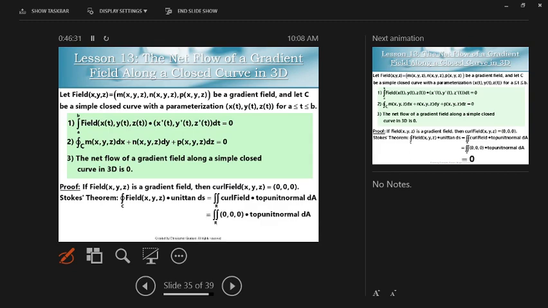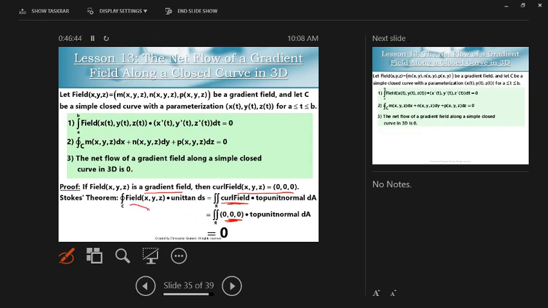And there's a beautiful little Stokes' Theorem proof of this. It all boils down to this: if you have a gradient field, the curl is equal to 0, 0, 0. And if you plug that into Stokes' Theorem, that immediately derives for you that the path integral for that closed curve is equal to 0. Because you just plug 0, 0, 0 into Stokes for the curl, and you get 0. The net flow of a gradient field along a simple closed curve is equal to 0. So if on the final exam you're asked to prove that the net flow of a gradient field along a simple closed curve is equal to 0, they're really just asking you to use Stokes' Theorem. And this proof is a completely fair question to put onto the exam.